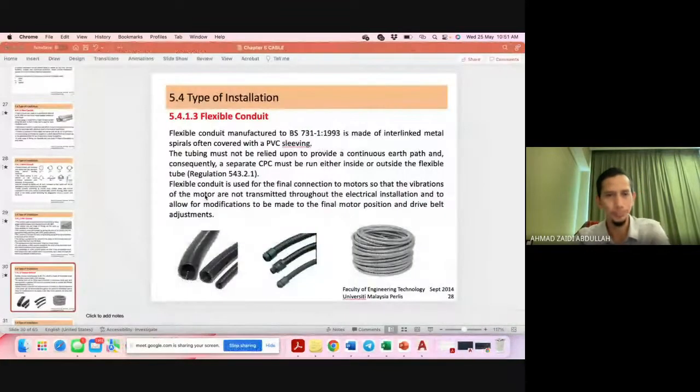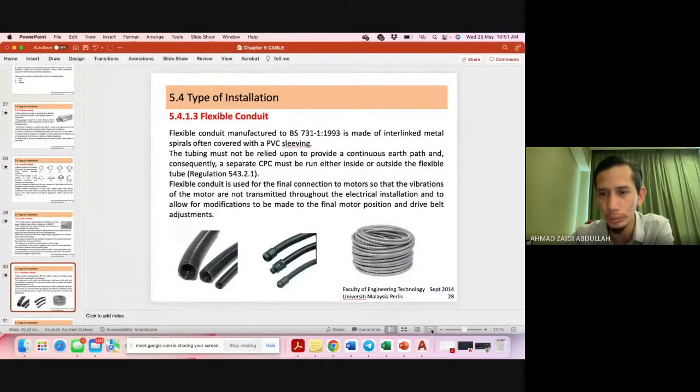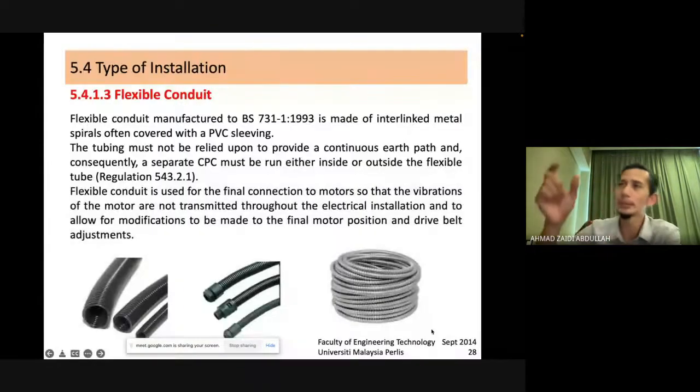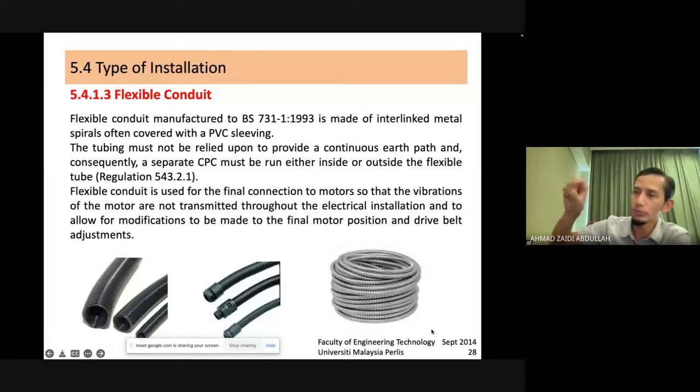Alright, continue. Okay, normally we use this flexible conduit at the last point, let's say from the conduit to the lamp. So kita pasanglah flexible ni untuk wire kita tu. Kalau tak nanti dia nampak wire saja, tak cantik. And also for safety lah. For the last one, let's say you have a ceiling, daripada ceiling tu nak turun ke lampu, so we just put the flexible.